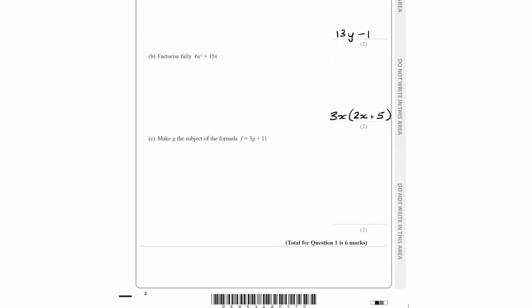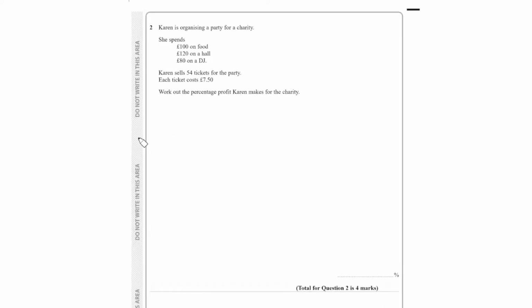Part C, we've got make g the subject of the formula, so basically just rearrange it to get g on its own. So first of all, we could take away 11 from both sides to move that across, and then divide by 3. So that would be our answer. G is f minus 11 all divided by 3. So that's question 1 for 6 marks.